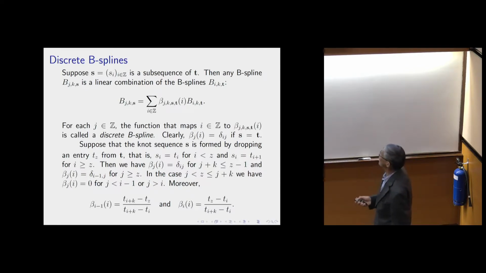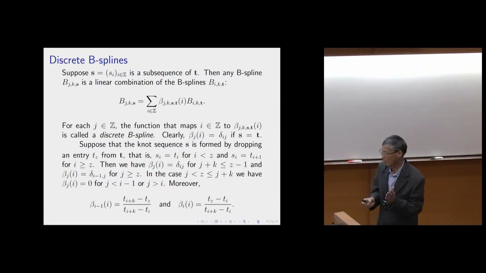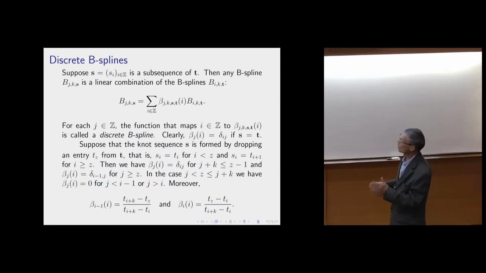In particular, if we just insert one new node, then it becomes quite simple, and we can find the discrete B-splines explicitly. For j less than i minus 1, or j bigger than i, all these coefficients will be 0. And for these two, it is just a partition and explicitly defined also. If we insert more nodes, then just insert one by one. Always you can use an induction argument.